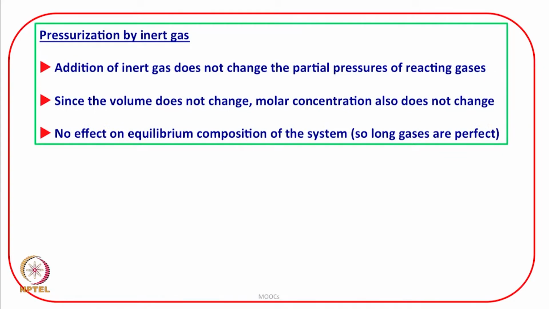To discuss a little more, how can we increase the pressure? Let us assume we have two reacting gases in a container. There are two ways of increasing the pressure. One of the ways is that we inject an inert gas. When we inject an inert gas, the total pressure is increasing, and we do not allow the volume to change. Let us say the volume is not changing and all gases are perfect.